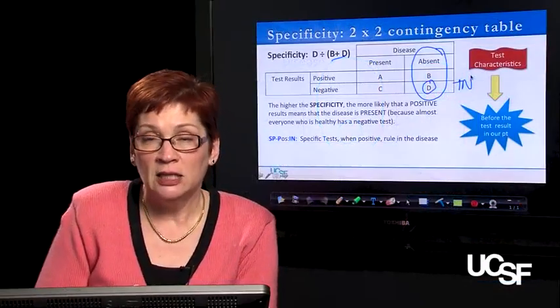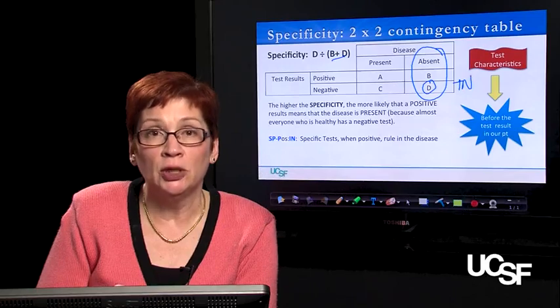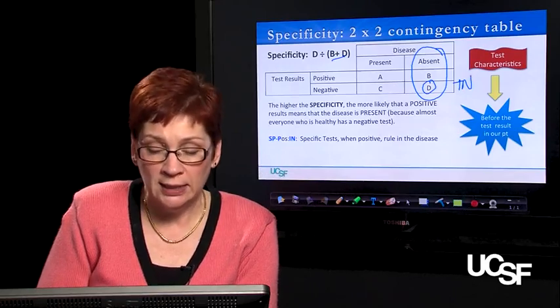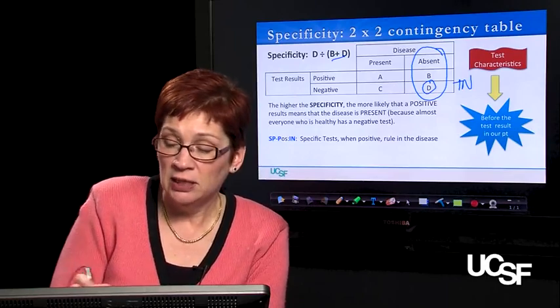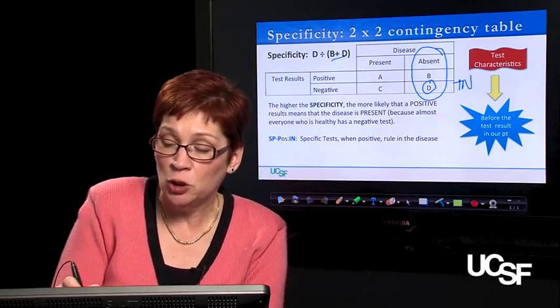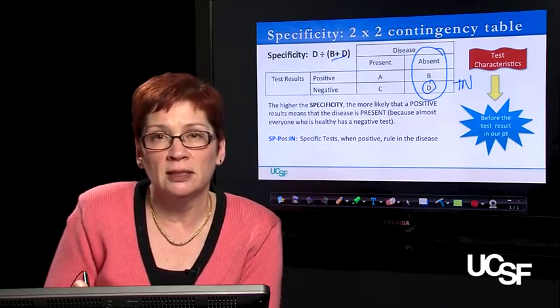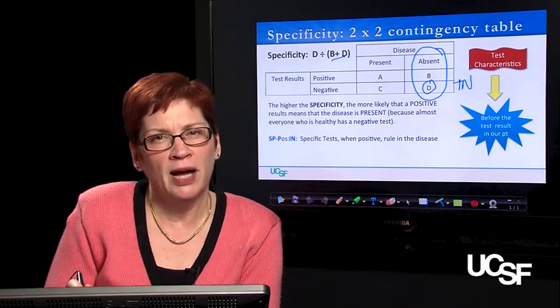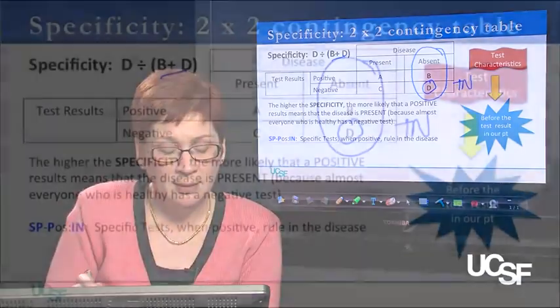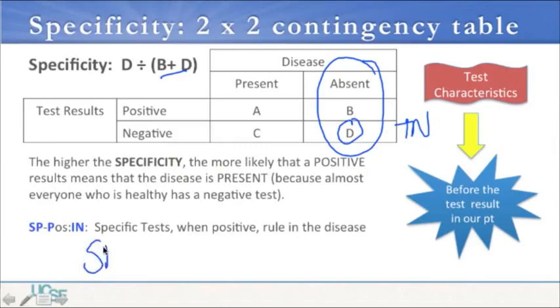And a specific test is therefore very good at ruling in disease, because a very specific test means that virtually everyone who is free of disease tests negative for disease. So if that test turns up to be positive, the person probably has disease. And we can remember this with the acronym SPIN. Specific tests, when positive, rule in the disease.